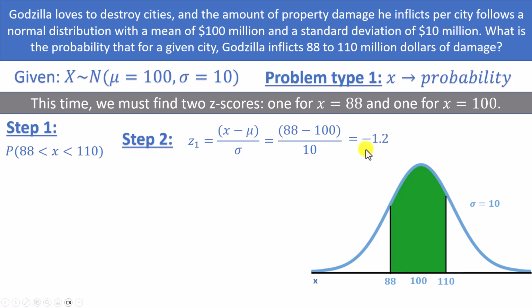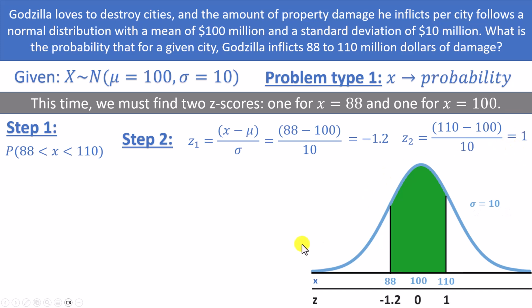And that gives us negative 1.2. And we can do the same thing for the second z-score. We take 110, that's our second value, subtract 100, and then divide by 10. If we do that, we should get 1. So really we could go ahead and just add our second axis just like we did last time.